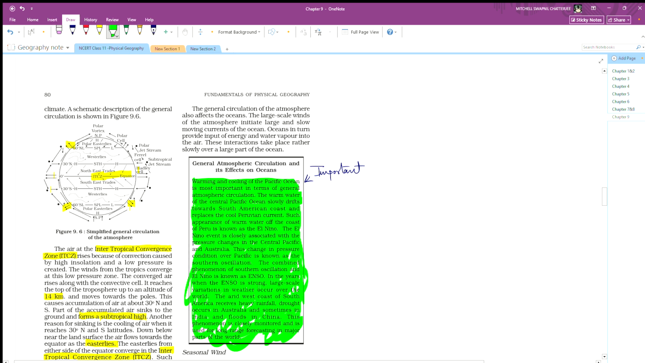In the year when ENSO is strong, large-scale variation of weather occurs over the world. The arid west coast of South America receives heavy rainfall, there is drought sometimes in Australia and sometimes in India, and floods in China. This phenomenon is closely monitored and is used for long-range forecasting in major parts of the world.